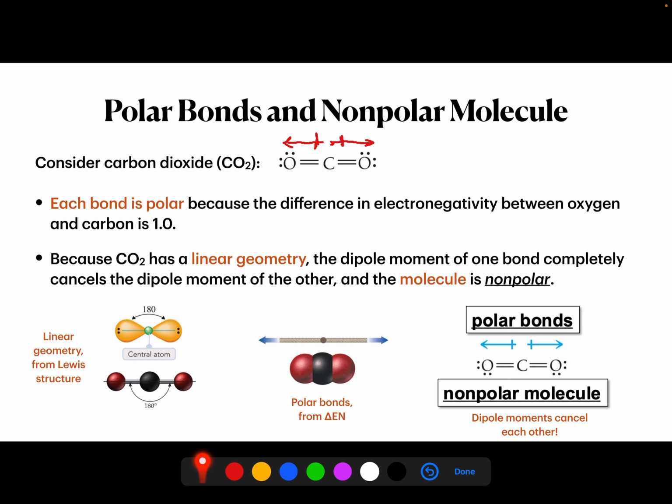Because it has linear geometry, the dipole moment of one bond completely cancels the dipole moment of the other, and the molecule is nonpolar. Let's look at this part over here on the right, where it says carbon dioxide has polar bonds, but the molecule overall is nonpolar, because the dipole moments cancel each other out. This is definitely true because this molecule is symmetrical: it has a carbon in the center and an oxygen on either side.